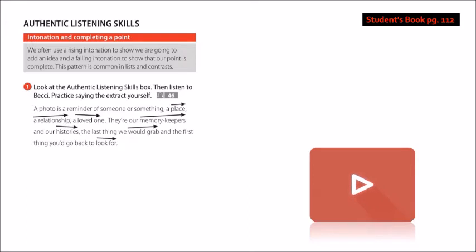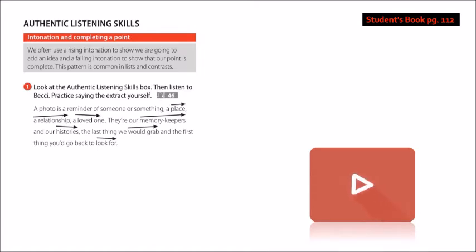Okay, so every time we speak and we have something else to add, our tone of voice goes up. But when we're about to conclude an idea, our tone of voice goes down. Okay? For example, it says here, look at the authentic listening box, then listen to Becci and practice saying the extract yourself. So let's go over this first.